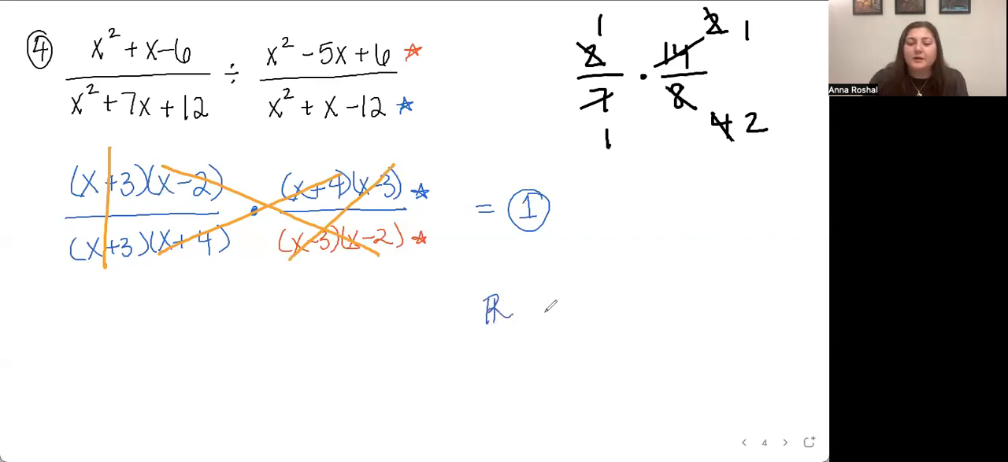My domain would be all real numbers, except when x cannot equal. And I'm going to take everything that I crossed out, set it equal to 0, and then say that that's my restriction. So x plus 3 is equal to 0. I cancel that. So negative 3. The plus 4, so negative 4. The minus 3, so regular 3. And the minus 2, so regular 2. So the domain would be all real numbers, except for when x is equal to all of those, because then it would be an undefined function.